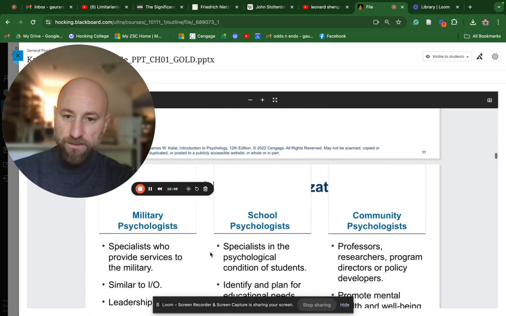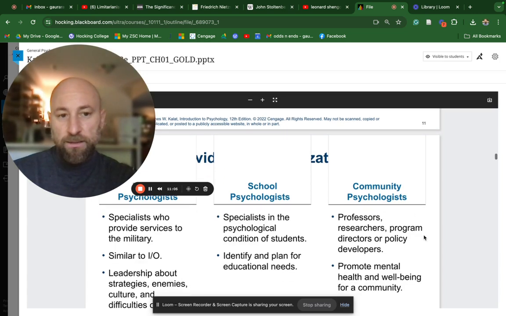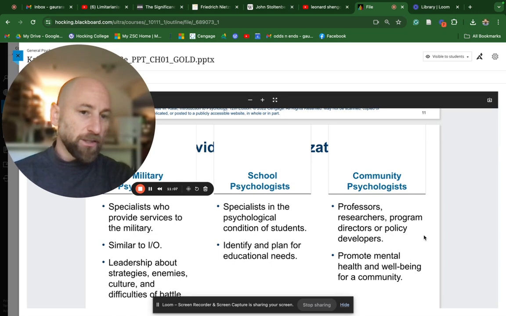Military psychologists are similar to IO, but they work in the military. School psychologists may do research on the conditions of what's happening in schools, or they might be working directly with students, providing therapeutic services, identifying and planning for educational needs. Other community psychologists would include people like professors, researchers, program directors, policy developers.